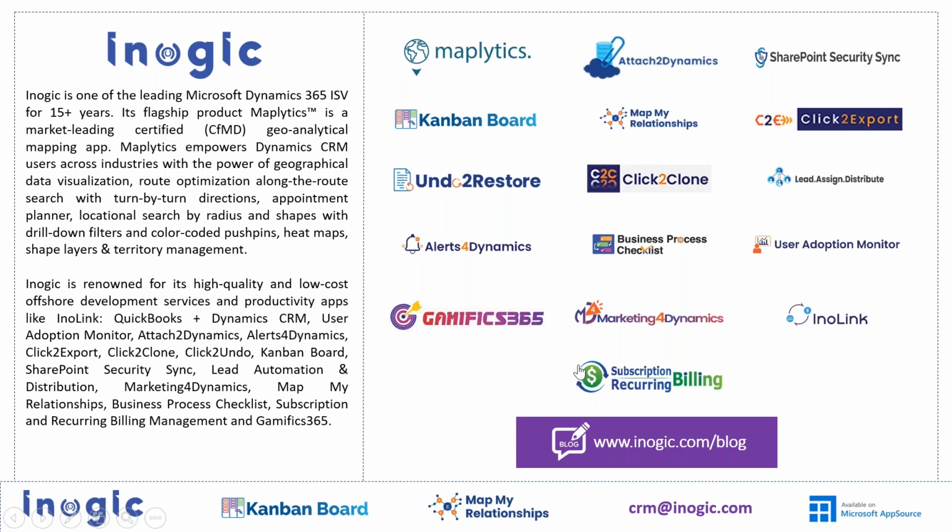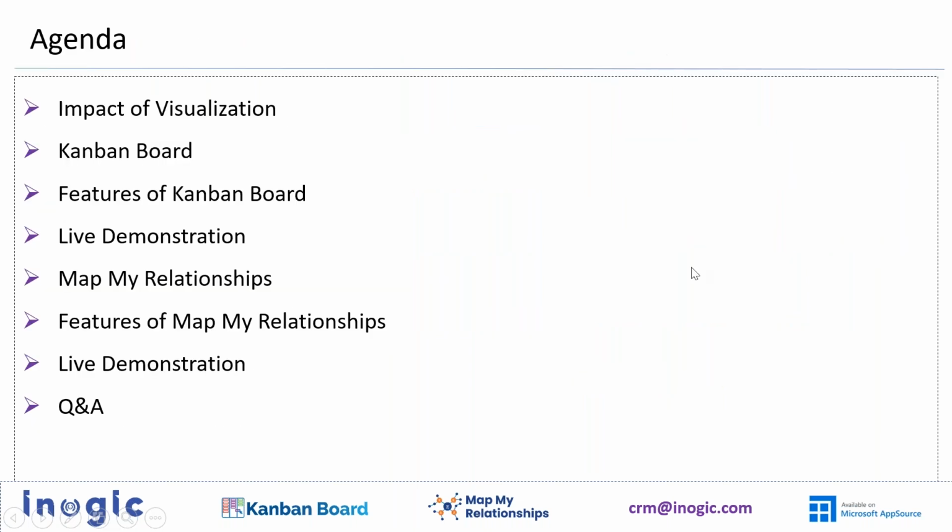In this webinar session, we will look through two of our visualization apps, that are Kanban Board and Map My Relationships. Now, let me quickly set up the agenda, which is how we will flow through this overall webinar session. We will begin with having a look at the impact of visualization, where we will cover the significance of better visualization for the business. Then I will move on to talk about one of our visualization apps, that is Kanban Board, explaining what all it has got to offer in terms of its well-structured features to help improve the overall visualization of the data in a very beneficial manner.